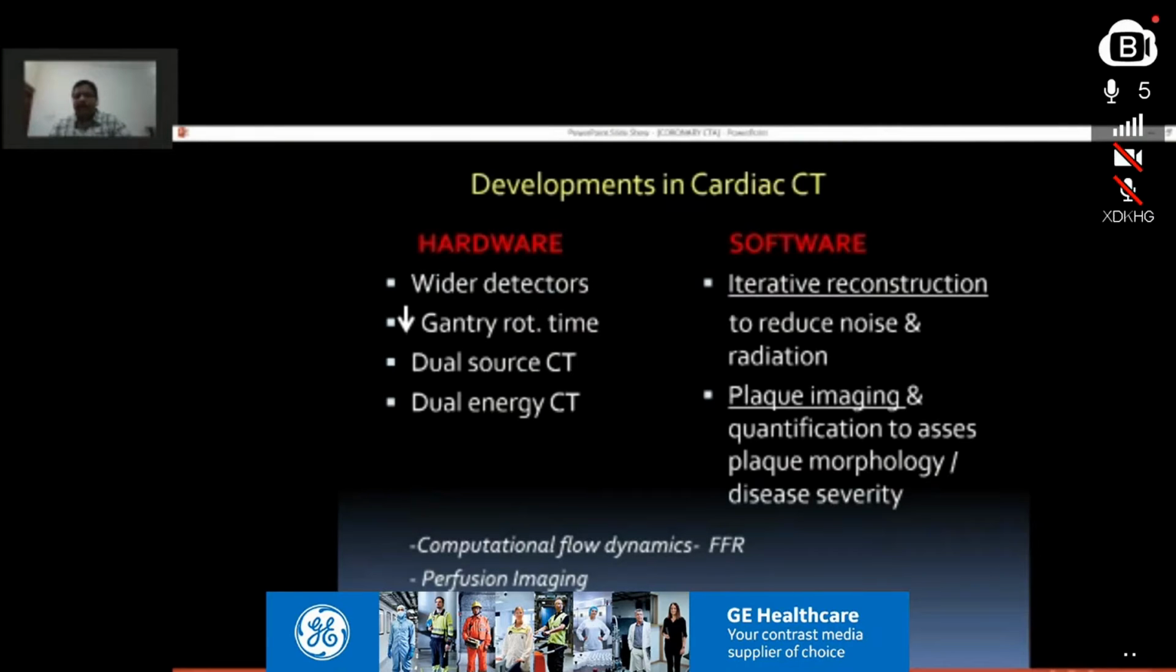Another major shift that has happened in the last decade is that specific plaque imaging software has come in, which helps in quantifying and assessing the plaque morphology, which now plays a big role in management of coronary artery disease.